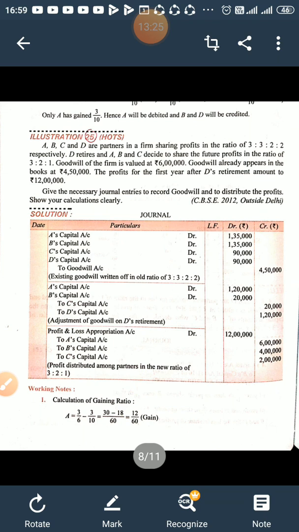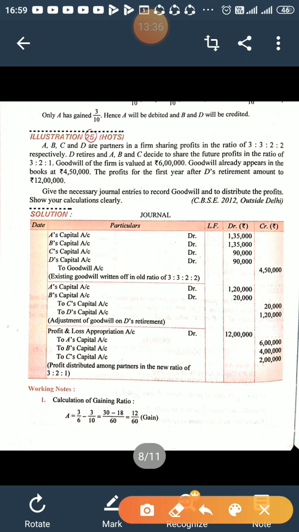3 is to 2 is to 1 given among A, B, C, and they have given old ratio 3 is to 3 is to 2 is to 2. Now we have to calculate for gain share. How can we calculate? We will use the formula gain share equal new share minus old share. So A's new share is 3 by 6 and old share was 3 by 10. After deducting, because resultant is positive, that is he is gaining 12 by 60.